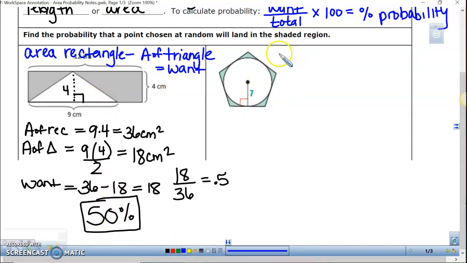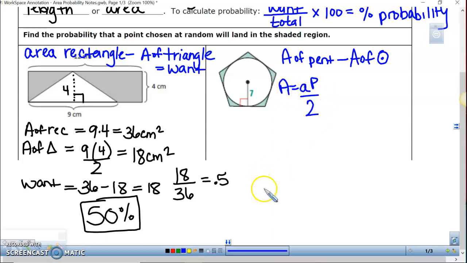All right, so for this second one, we're going to find the area of the pentagon, and we're going to subtract out the area of the circle. The area of the pentagon is the apothem times the perimeter, all divided by 2. We are given the apothem, because remember the apothem goes from the center perpendicular to the side. So we are given the apothem, then we have to find the perimeter.